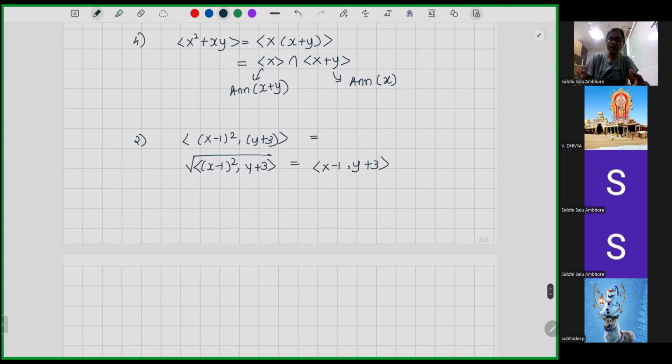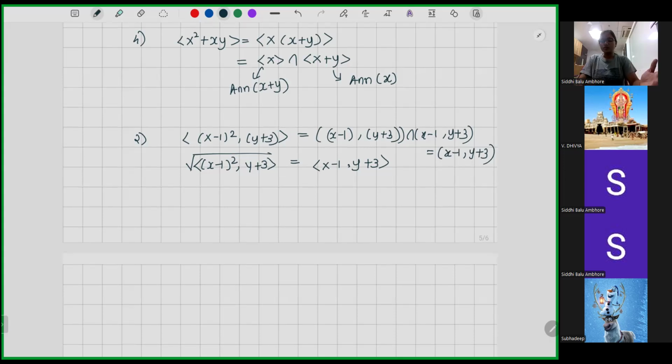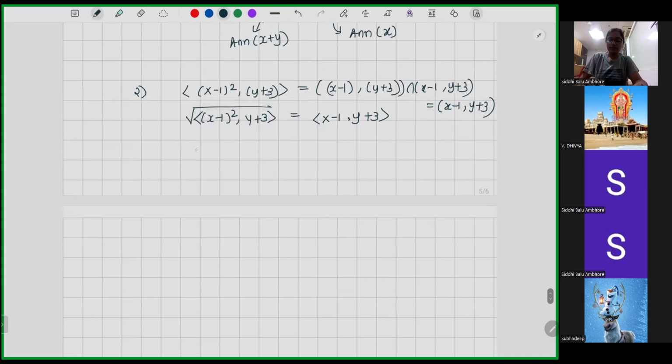So this we can't write as an intersection of two ideals. I mean, I can't write this as I1 intersection I2 for two ideals, because if I split them, it becomes the ideal again. If I try to split this, x minus 1, comma y plus 3, intersection x minus 1, comma y plus 3, this becomes the ideal x minus 1, comma y plus 3, which is not equal to the original ideal which we started with. So this is indeed a prime ideal with its radical x minus 1, y plus 3.